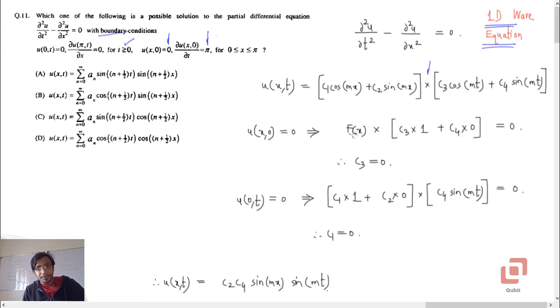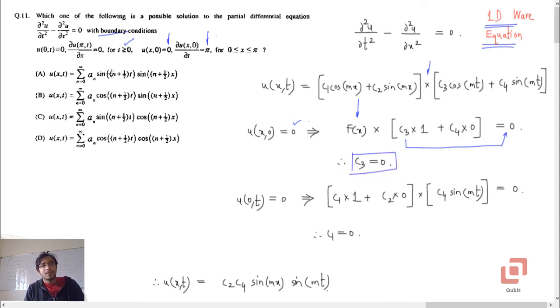Okay, alright, now let us apply the condition u(x,0) = 0. So this is 0 independent of x, so we'll write this as f(x). If we let x be 0, then this will be c3 into 1, and this is anyway 0 because sin 0 is 0. So this implies that c3 must be equal to 0, only then the product will be 0. Okay, so c3 will be 0.